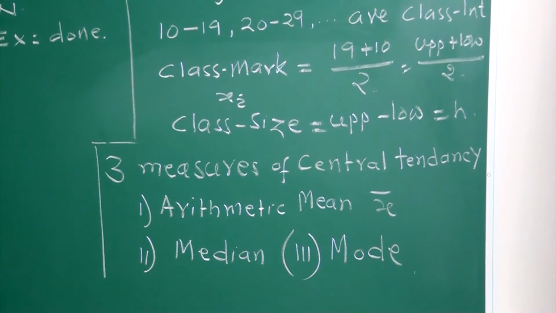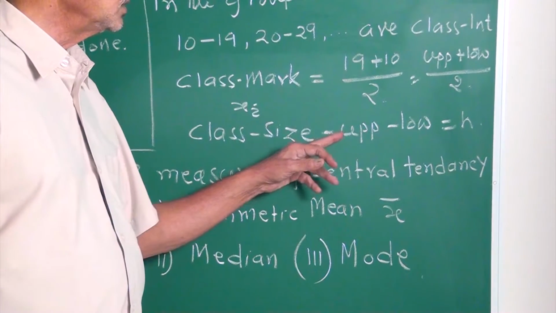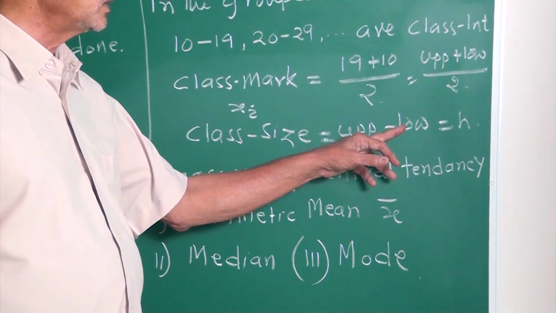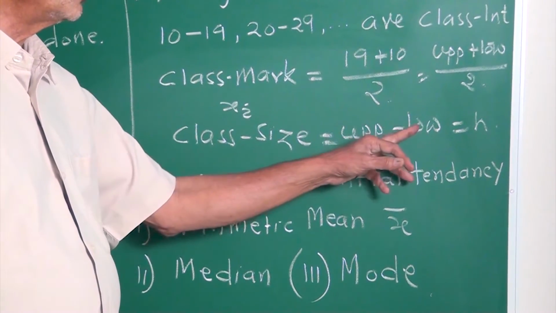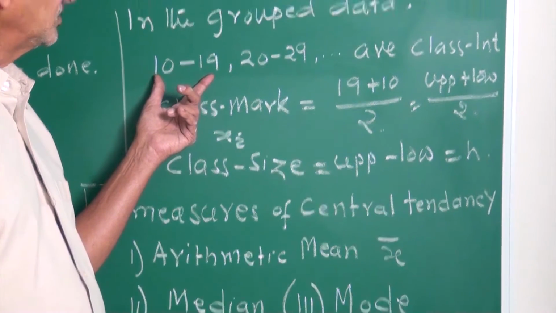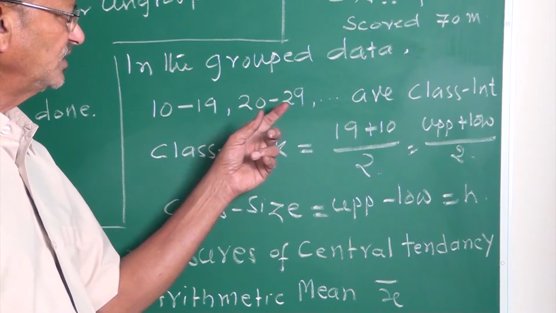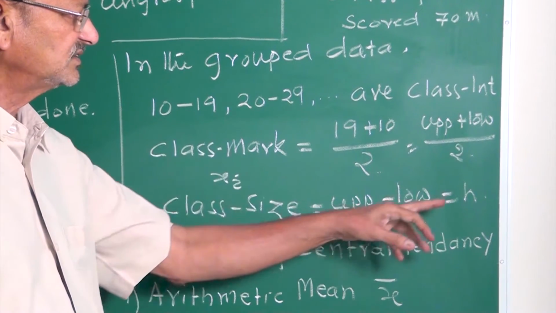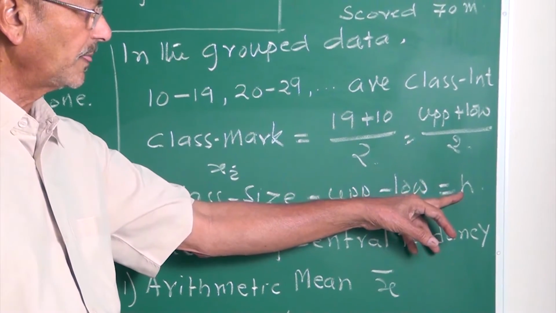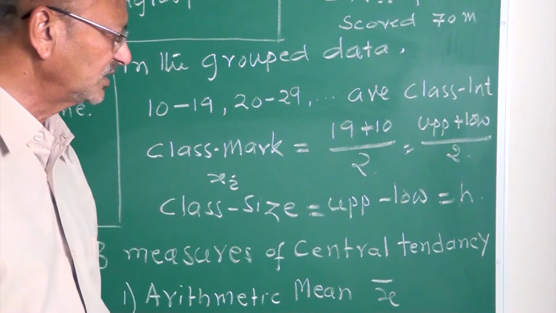Next comes, my friends, class size or class width, another name. How do we find the class size? Upper limit minus lower limit. The difference of the upper and lower limit is known as the class size. Here also, what is the class size? 9, that is 29 minus 20, like that. This class size is a fixed number, denoted by the letter h.